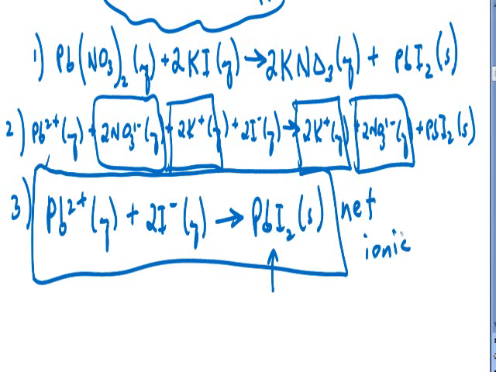This would be the expectation for reactions: we identify ions that participate, keep those ions, identify ions that do nothing, eliminate those, and write what's known as a net ionic equation.